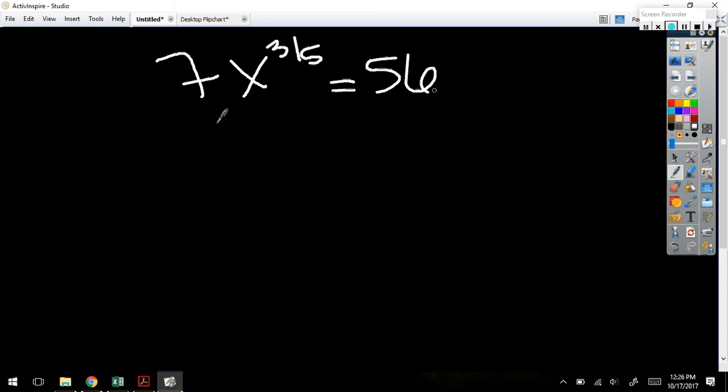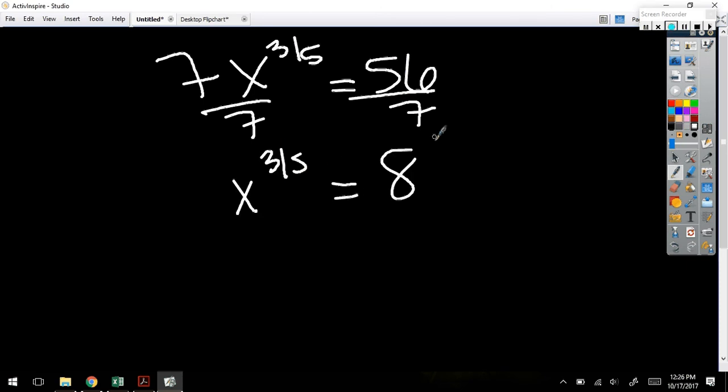Divide by 7. X equals 8. Now what? Raise it to its reciprocal. 56 is part of the original equation. It was originally 7x to the 3/5.